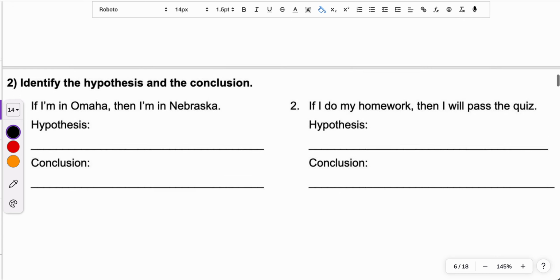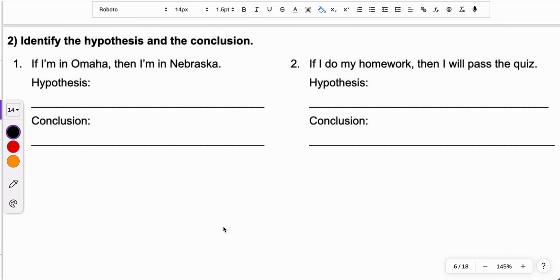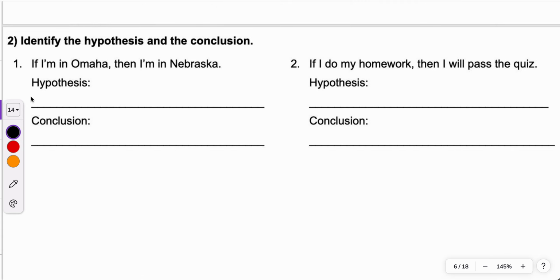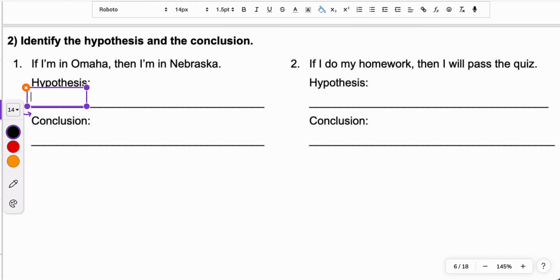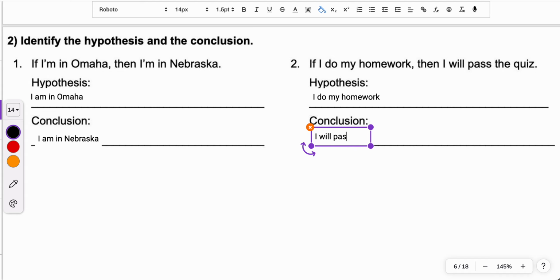Onward, identify the hypothesis and the conclusion. So hypothesis: I am in Omaha. The conclusion: I am in Nebraska. Number 2, hypothesis: I do my homework. And then the conclusion: I will pass the quiz.